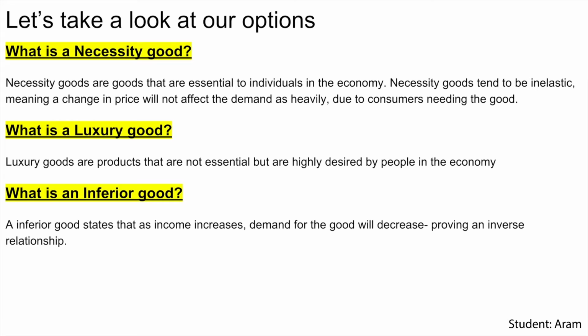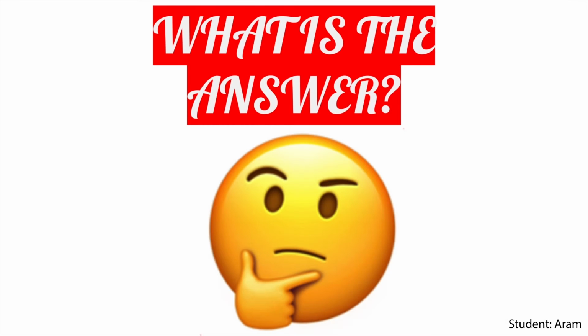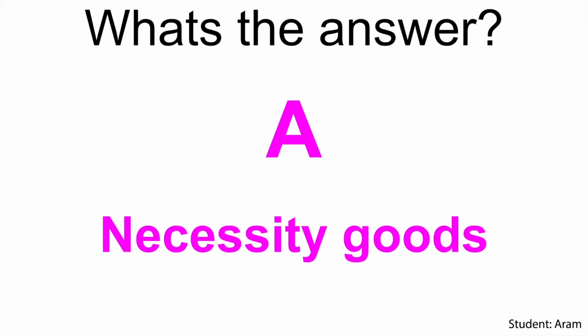Luxury goods are products that are not essential but are highly desired by people in the economy. What is an inferior good? An inferior good states that as income increases, demand for the good will decrease, proving an inverse relationship. So, what's the answer? The answer is A, necessity good. But why is that? Let's have a look.